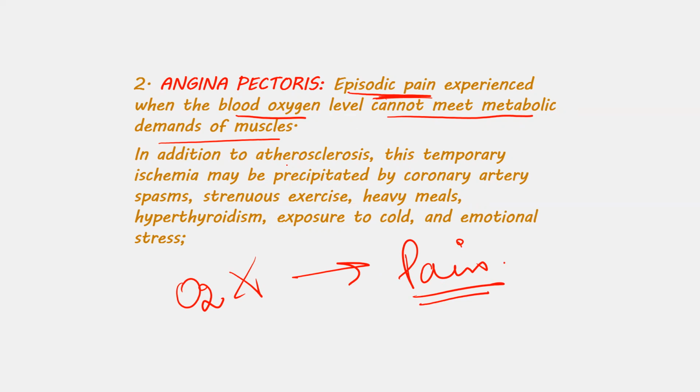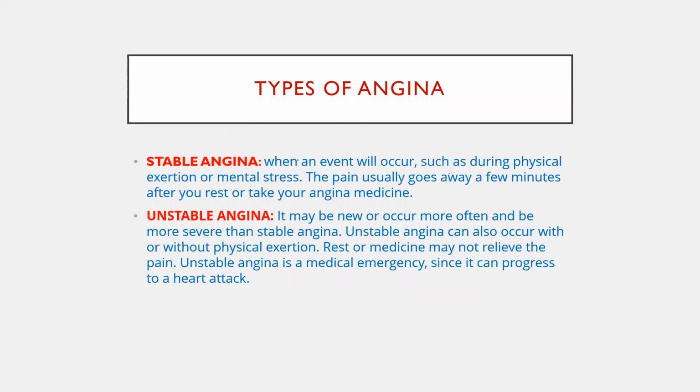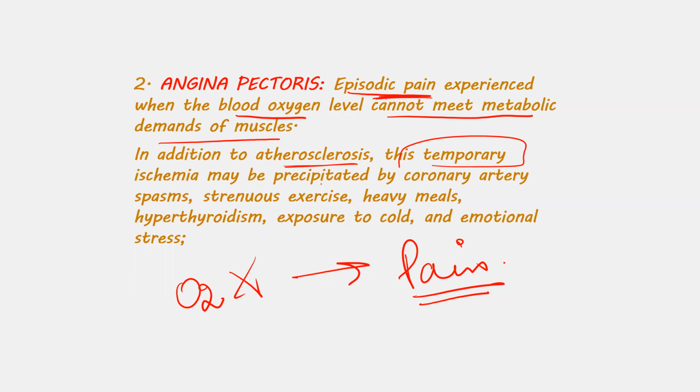In addition to atherosclerosis, we have to remember that this is a temporary ischemia. This may be precipitated by coronary artery spasm. So if the patient already has coronary artery spasm, this will precipitate the ischemia. And if the patient is doing strenuous exercise, this will increase the demand for oxygen and can lead to angina. Heavy meals: when the patient has heavy meals, all the blood circulation will move toward the abdomen, and this can lead to angina pectoris.